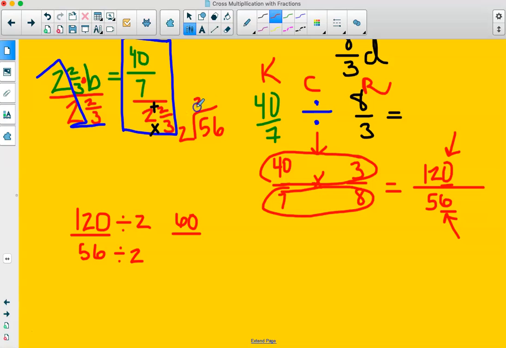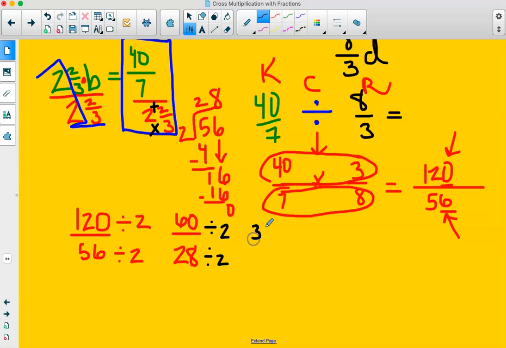2 goes into 5 twice. 2 times 2 is 4. I subtract and get 1. You cannot ask the question until you bring a number down. 2 goes into 16 8 times. 8 times 2 is 16. We get 0, and there's no other number to bring down. All right, 60 and 28 are also even numbers. They can be divided by 2.